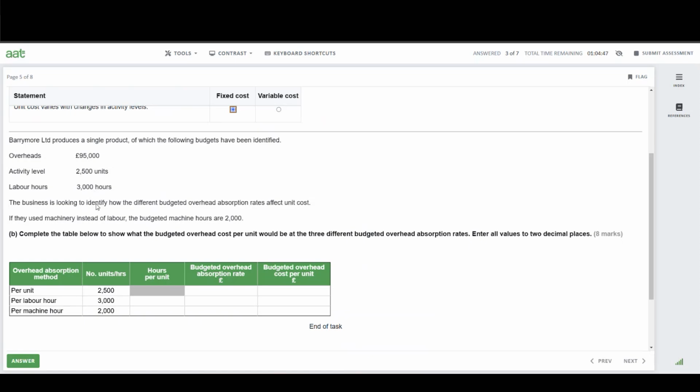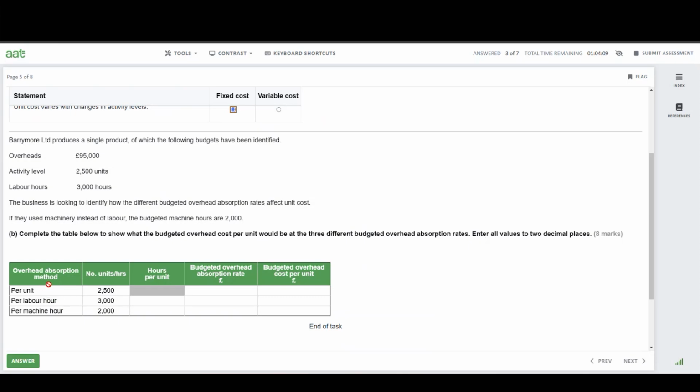The business is looking to identify how the different budgeted overhead absorption rates affect unit cost. If they used machinery instead of labour, the budgeted machine hours are 2,000. So 2,000 machine hours if the units are produced by machine. We're asked to complete the table below to show what the budgeted overhead cost per unit would be at 3 different budgeted overhead absorption rates. And we're told to enter all values to 2 decimal places.